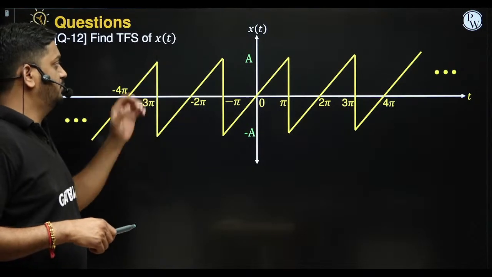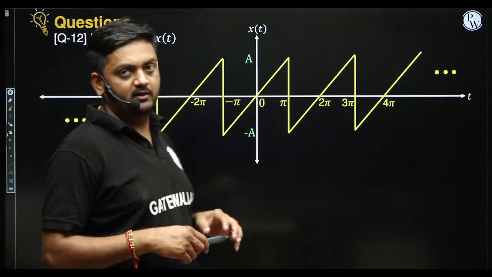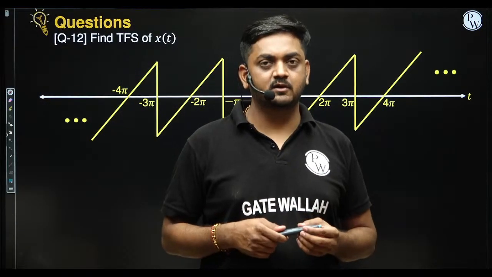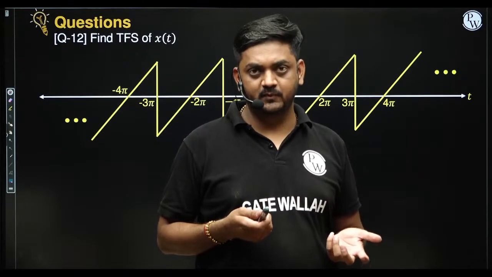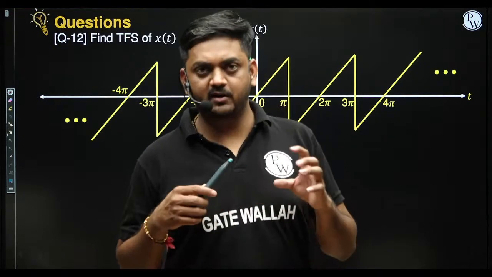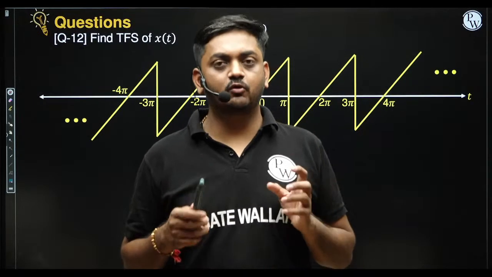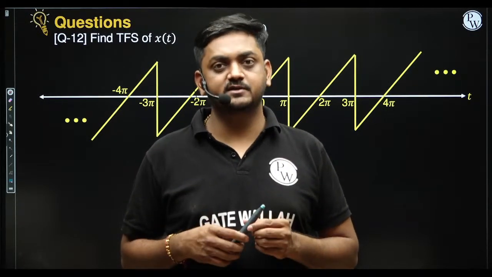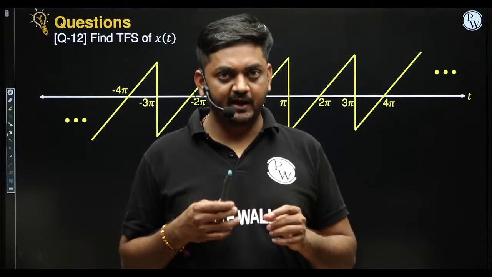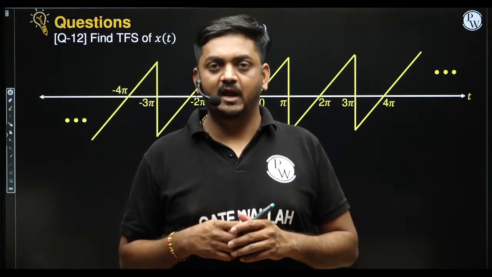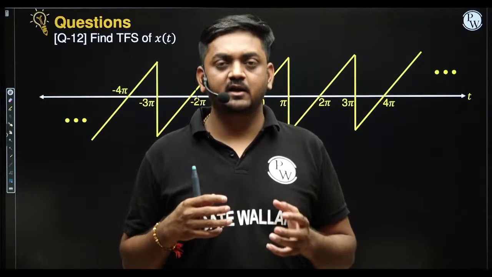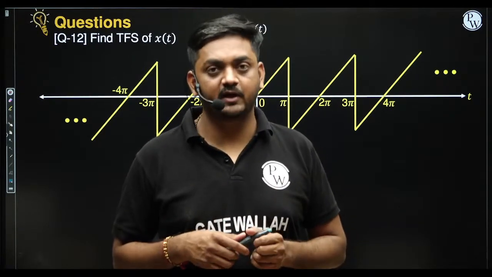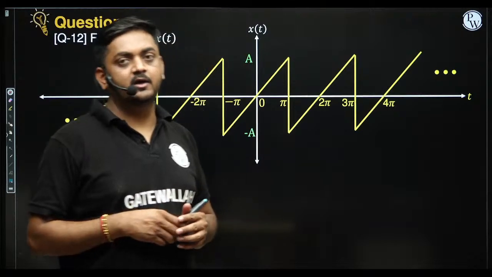Non-sinusoidal periodic signal x of t is given, and they can ask to find the trigonometric Fourier series representation, or exponential Fourier series representation, or polar form, guys. So if they are asking to find the trigonometric Fourier series representation, then simply you have to find the trigonometric Fourier series coefficients a0, an, and bn. Correct? And already I told you how to find a0, an, and bn. Already I gave you the formula to find a0, an, and bn, and you have to use that formula.